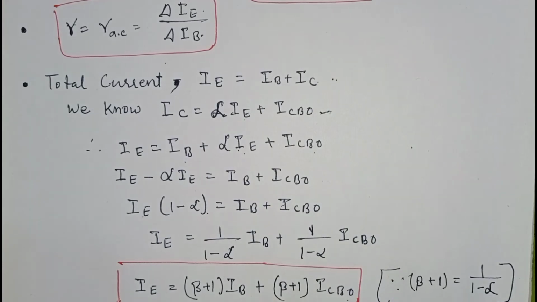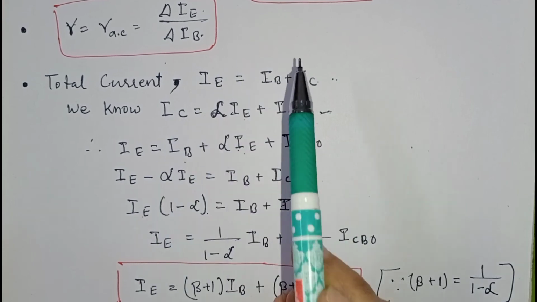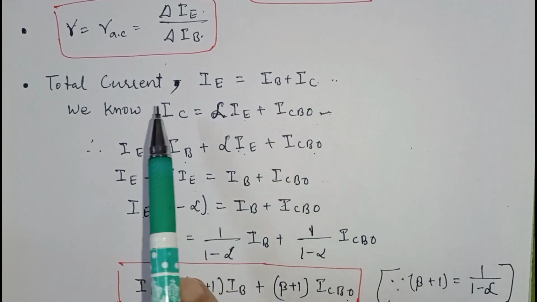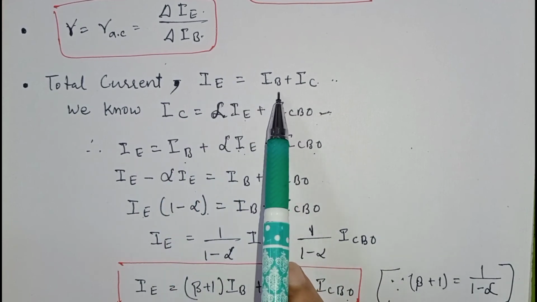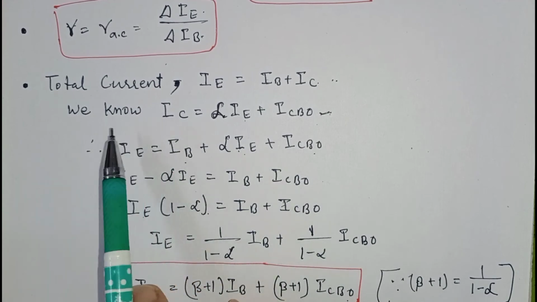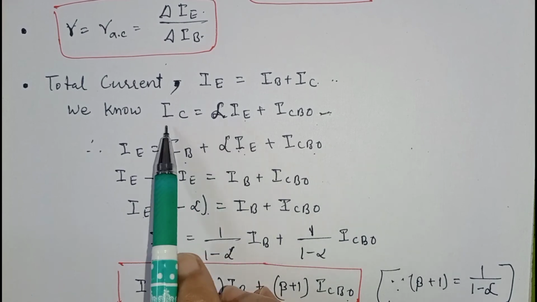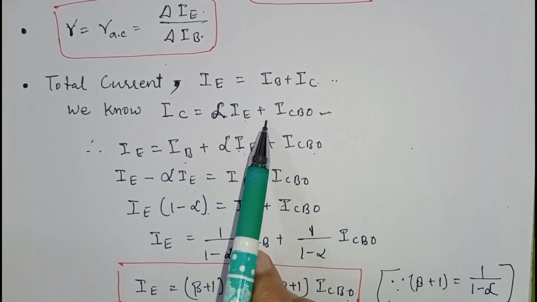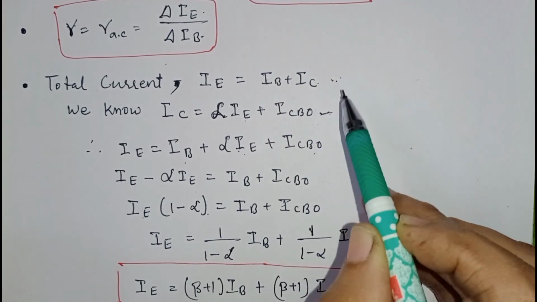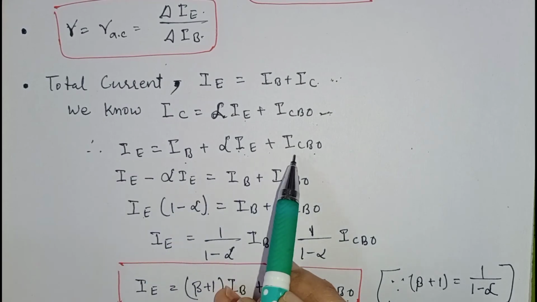Now we will derive the expression for the total current or the output current for CC configuration. Here we know the output current is IE in case of CC configuration, and we know the expression IE equals IB plus IC. And in common base configuration, we have derived the expression for IC, that is IC equals alpha IE plus ICBO. Now we will put this expression in this equation. After putting, we will get IE equals IB plus alpha IE plus ICBO.